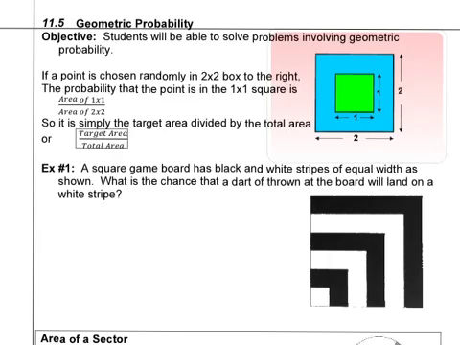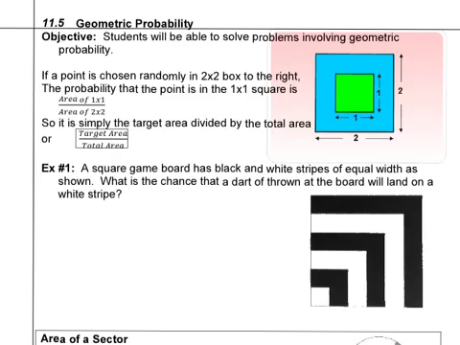If we wanted to find the probability of a point being chosen at random inside this box, and it actually being in the green box, we would take the target area and divide it by the total area, or the area of the 1 by 1 over the area of the 2 by 2. So that's where we get this target area over total area. The green would be our target area, and the total area would be the blue.